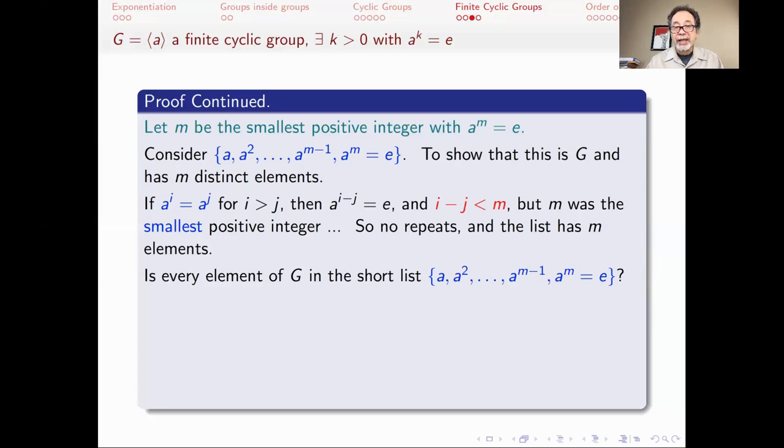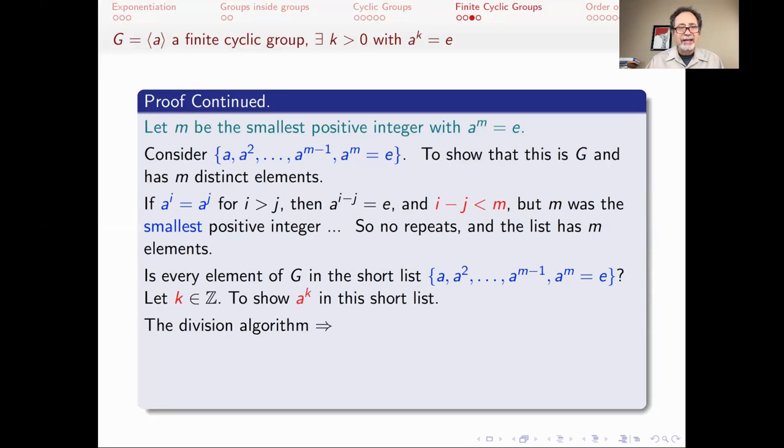I've got a list with m elements, but does that include every element? I'm calling this the short list: a, a squared, up to a to the m being e. So you start with a and just keep going until you get to identity, and you stop. You'd never worry about inverses. Could this have every element of g? g was generated by a, so elements of g were anything of the form a to the k where k was an integer. But k could be bigger than m, k could be negative, and so the question is whether a to any one of those is also in this list or not.